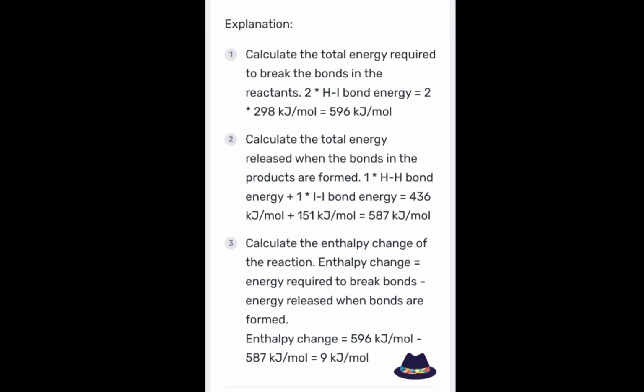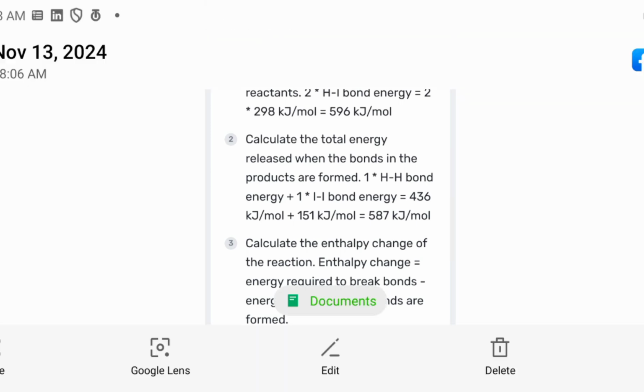You have to calculate the total energy required to break the bonds, and there are two hydrogen iodide bonds, so you have to multiply the given value by 2. Then calculate the total energy released when the product is formed. So here we have the hydrogen to hydrogen bond and the iodine to iodine bond. You add them and get the energy. The enthalpy change of the reaction is the energy required to break bonds minus the energy released. So you just subtract and you will get 9 kilojoule per mole. So that is the energy change which happened here.